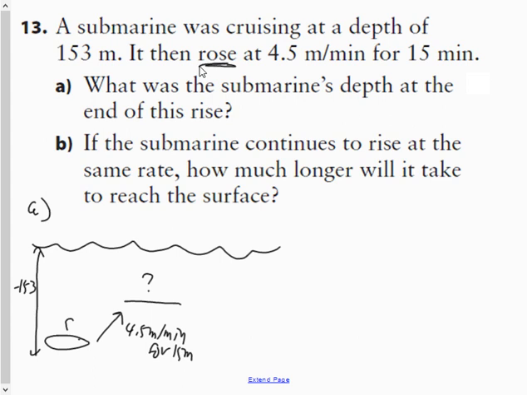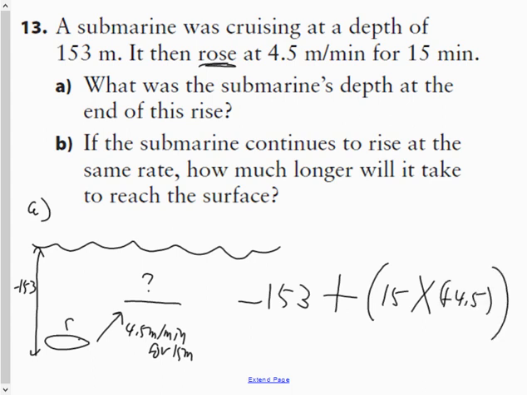So what I want to really be able to do is write an expression properly. If I start with my depth of 153, and to it, I add the change in depth, which is, in brackets, 15 minutes multiplied by rising 4.5 meters per minute. This should be an expression that shows the total change in altitude, because this is rising.